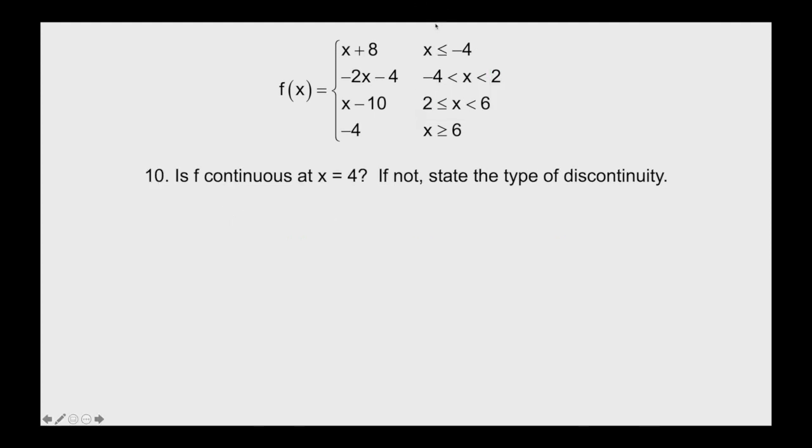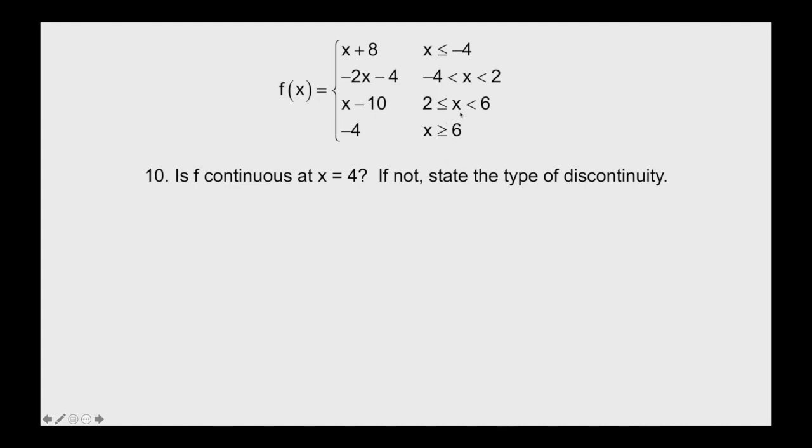For number 10, I'm looking at 4. Now 4 is not an endpoint. It's within this region. So that means that I don't have to look at two different pieces. I can just assess it for this right here. Also, you want to think about the fact that any discontinuity or interruptions in the graph were always happening at some type of an endpoint, some type of interruption. So this one is going to be continuous.